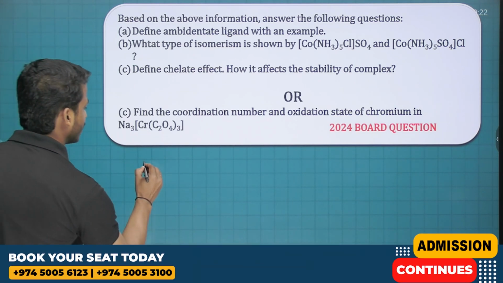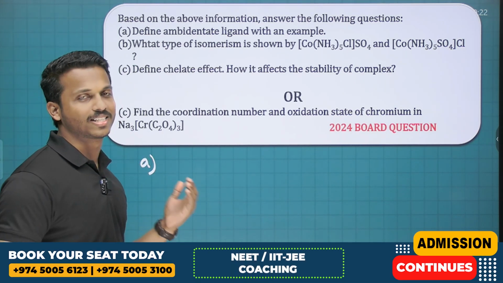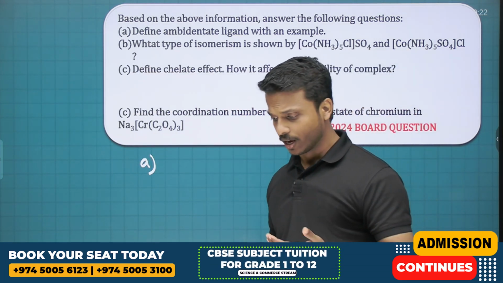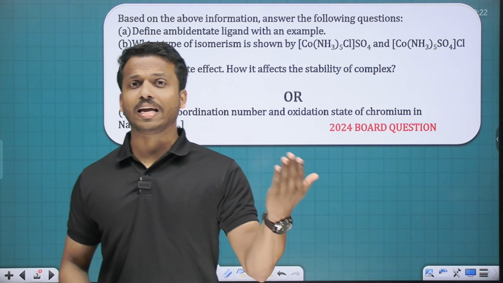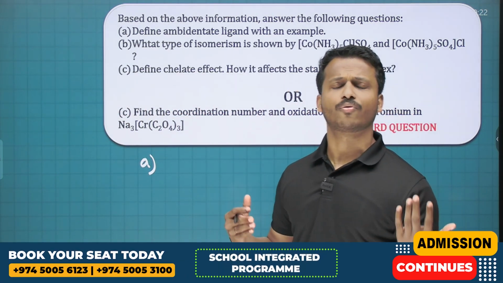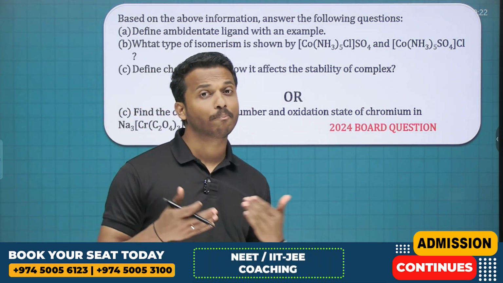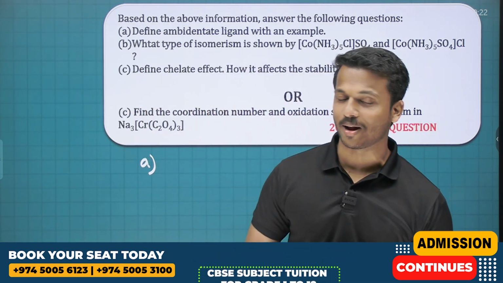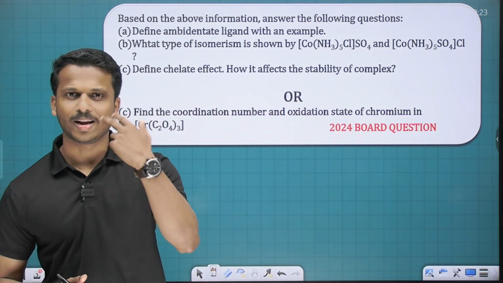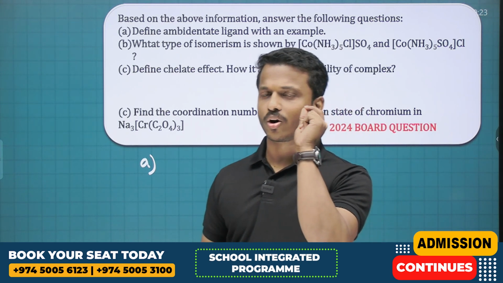Question number 1 is given as: define ambidentate ligand with an example. Many times they repeat the term-wise questions, like what are ambidentate ligands, what are chelating ligands, what are monodentate, bidentate, and like the crystal field splitting definition question we can expect. You know what are ambidentate ligands? They are certain monodentate ligands actually having two coordination sites, having two donor atoms, but at a time they can use only one site.